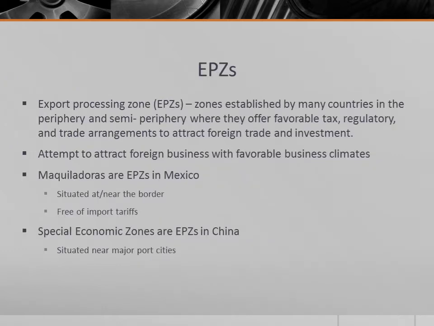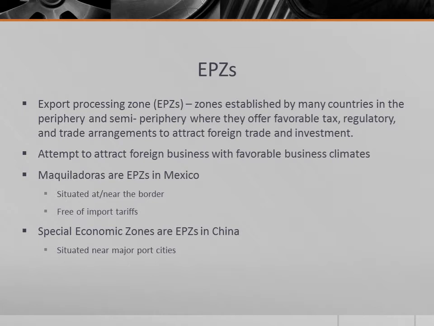And maquiladoras are a good example of what we call export processing zones, or EPZs. Export processing zones, one of our vocabulary definitions, are zones established by many countries in the periphery and semi-periphery, like Mexico, where they offer favorable tax, regulatory, and trade arrangements to try and attract foreign trade and investment.